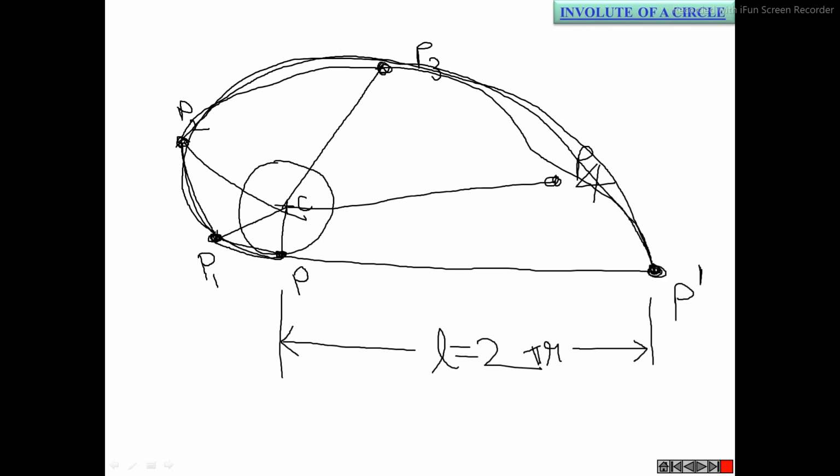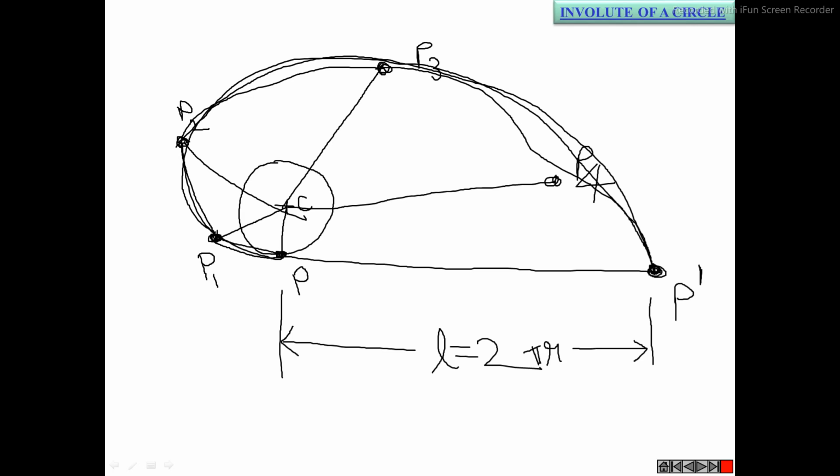So this is how involute profile is generated. You can generate an involute profile from a circle. You can generate an involute profile from a polygon. But in your syllabus, involute of a circle is there. Involute of a polygon is not there, so that's why we are not discussing it. You can generate involute either from a circle or from a polygon. And by polygon, I mean you can generate the involute profile from pentagon, from hexagon, and so on.